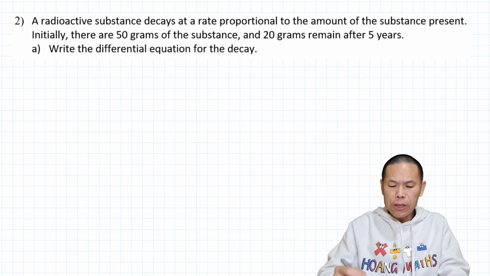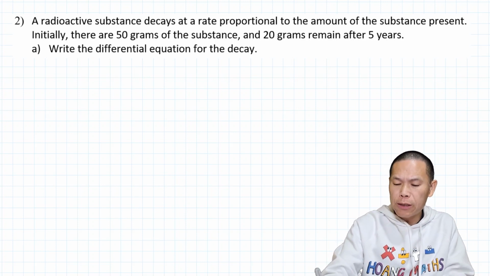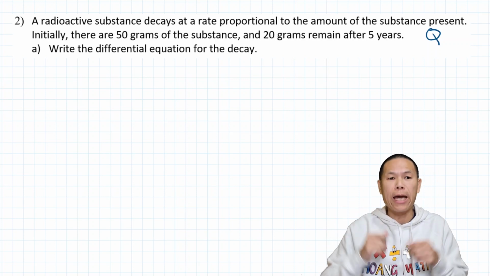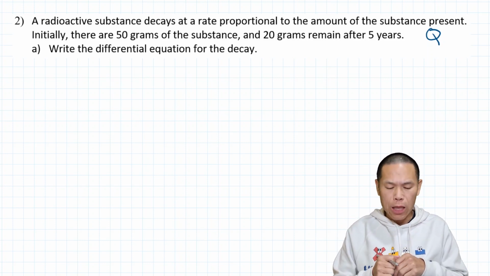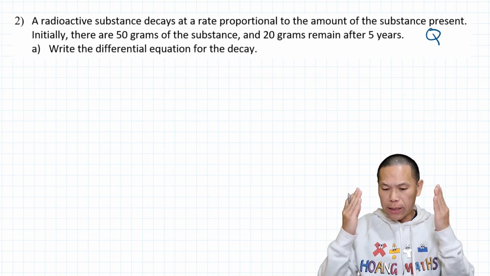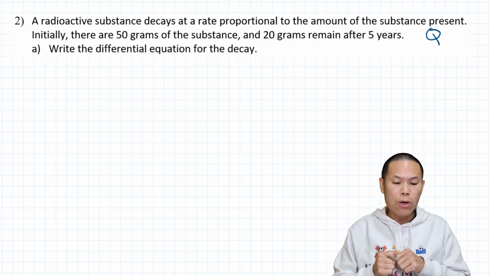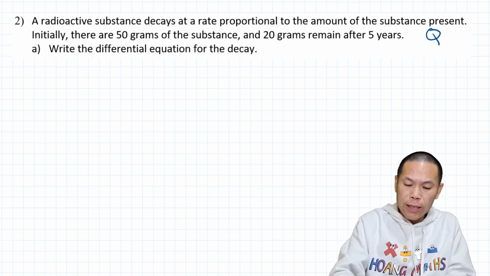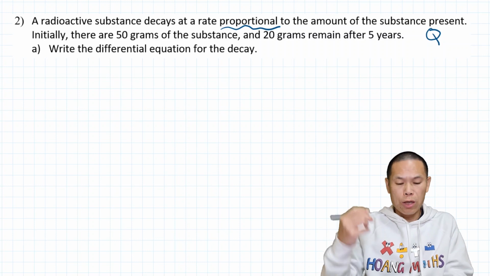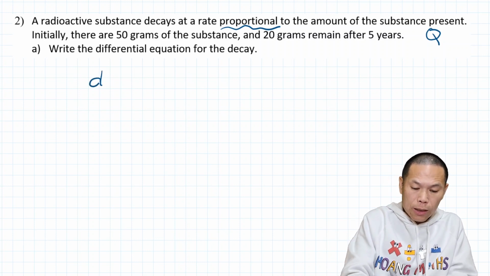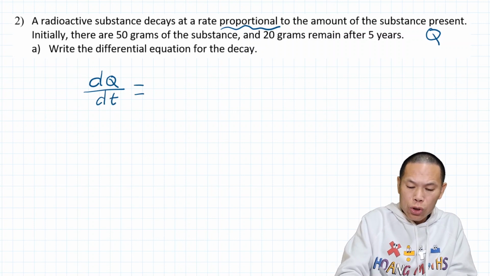So first of all, let the amount of the substance present be Q. Or you can say M or whatever you like, it doesn't matter. I just use Q. Nothing wrong with that. We know that the rate of decay is proportional to the amount of Q. In other words, dQ/dt, that is the rate, is proportional to, so that means k times Q.